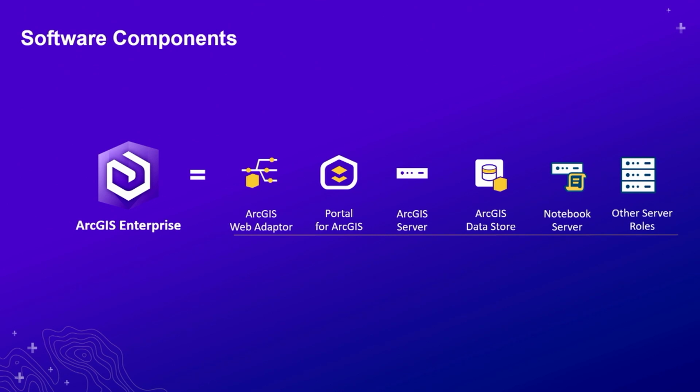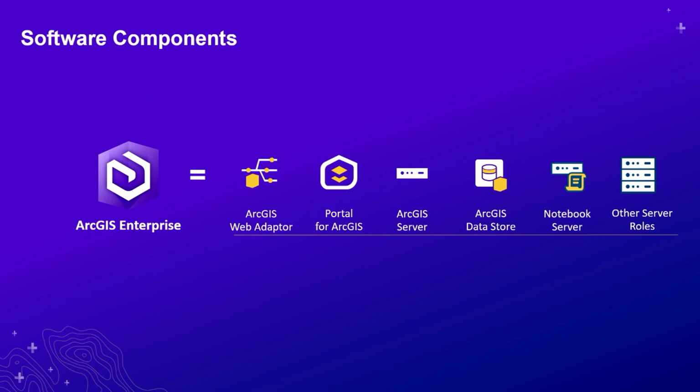We start with the ArcGIS Web Adapter. We have a component called Portal for ArcGIS. We have a component called ArcGIS Server. I'm sure many of you are familiar with that, even from prior to ArcGIS Enterprise. And then you've got the ArcGIS Data Store. Those four first components is what makes up a base deployment.